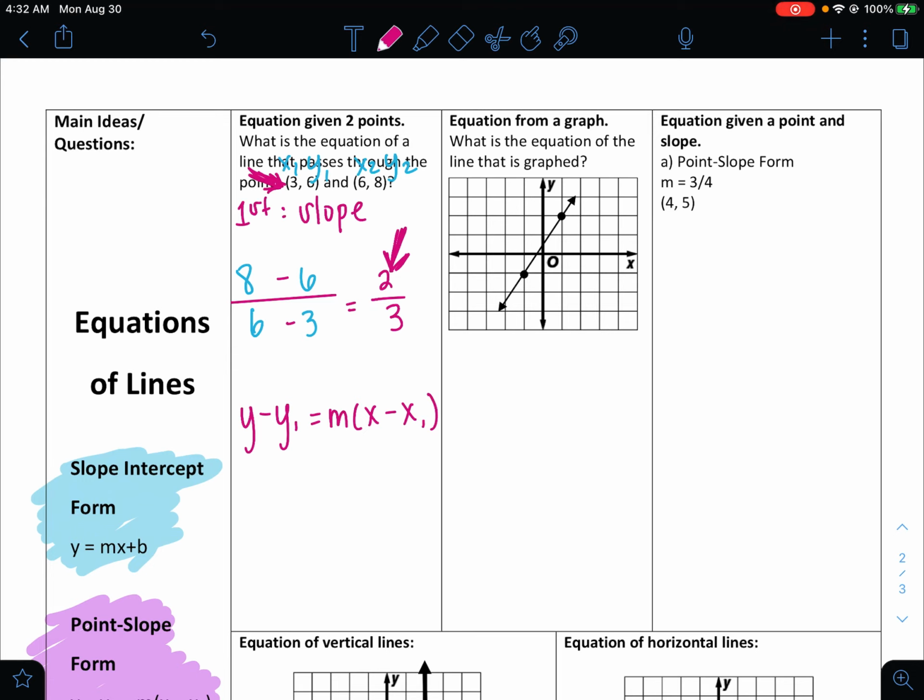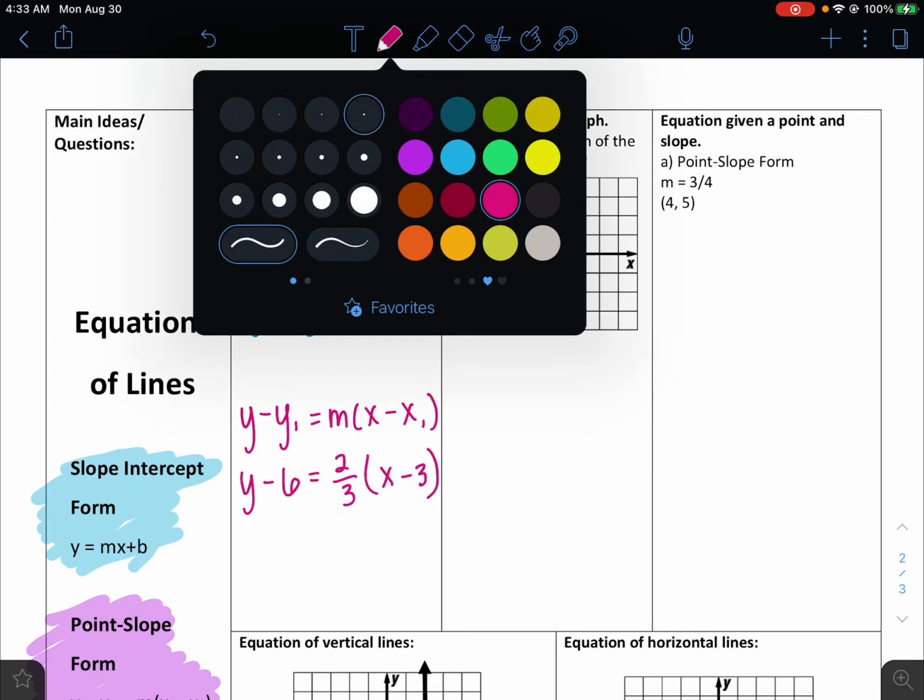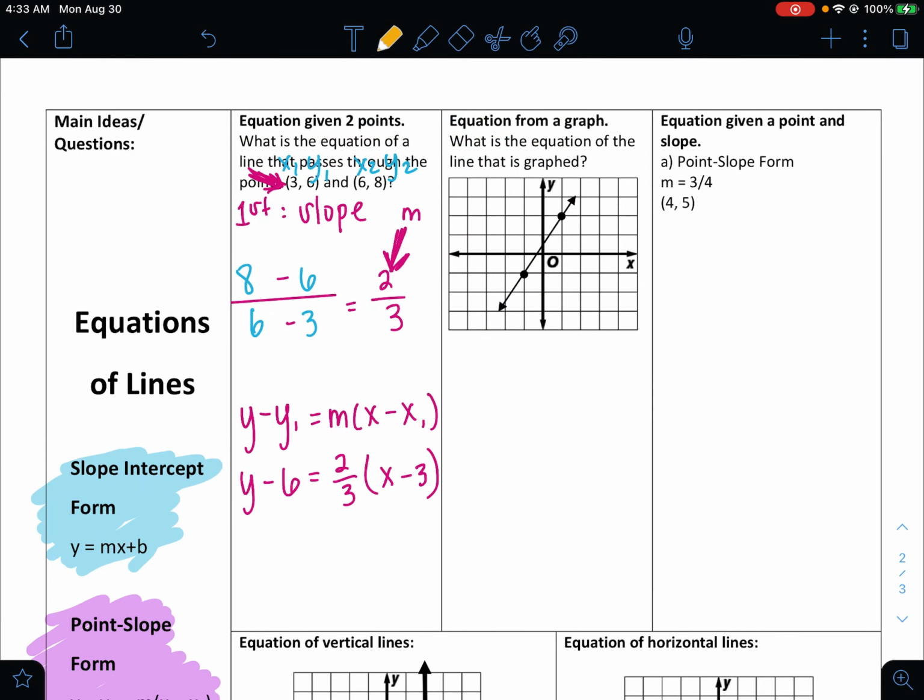All right, so let's just fill in what we know. Y is going to stay as a y. Do not change that. Y1, don't forget, that was 6 from up there. So that's minus 6 equals m. Don't forget the slope was 2/3. And then x stays the same, and x1 was 3. Okay, so you can leave your equation just like that. Or if you have to change it to slope-intercept form, we can do that real quick.